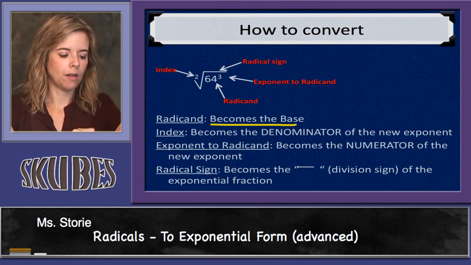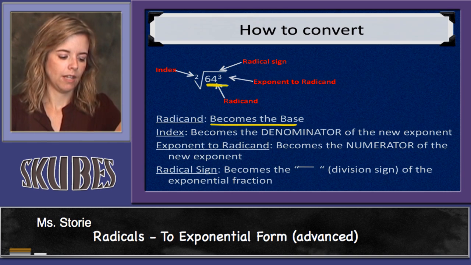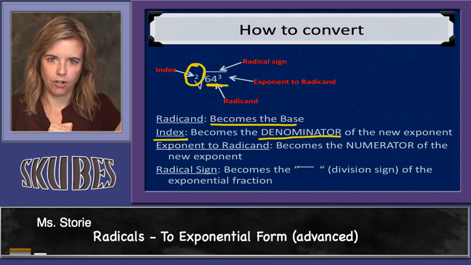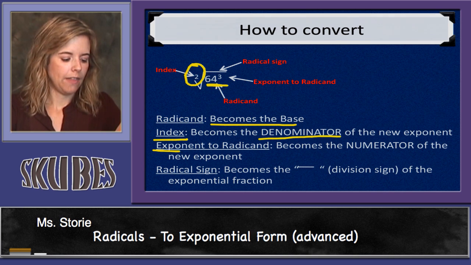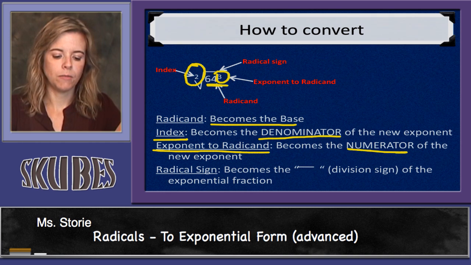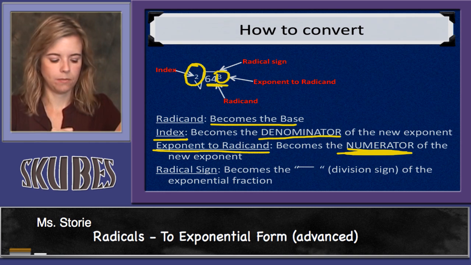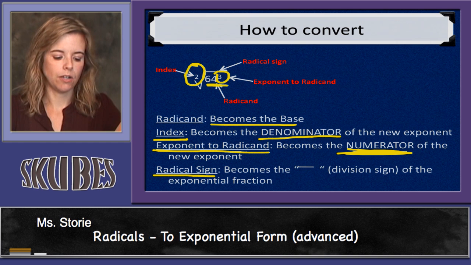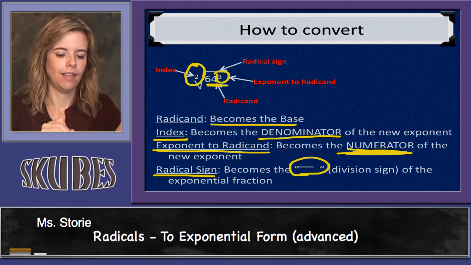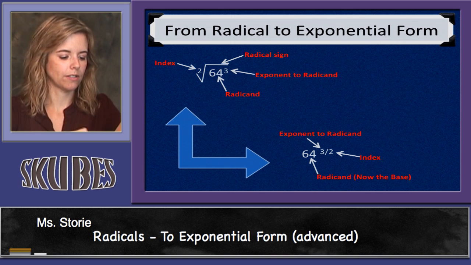The radicand becomes the base, the big number. The index, that teeny tiny number, becomes the denominator of your new exponent. And the exponent to the radicand, the little 3 right here, is going to become the numerator of your brand new exponent. The radical sign disappears and it becomes a division sign for the exponential fraction. Let's take a look to see how that actually works.